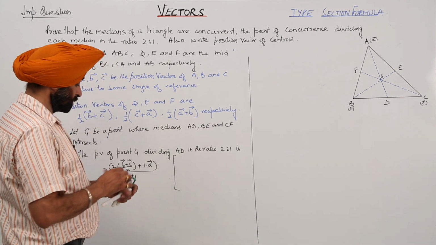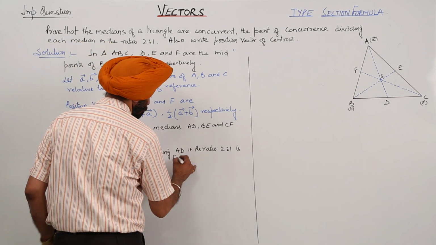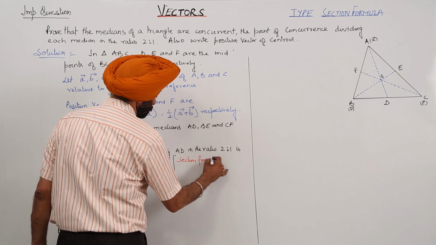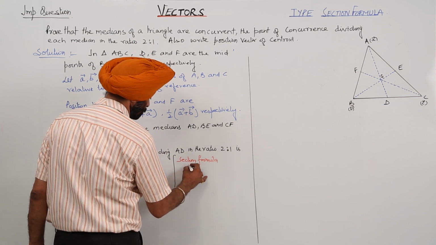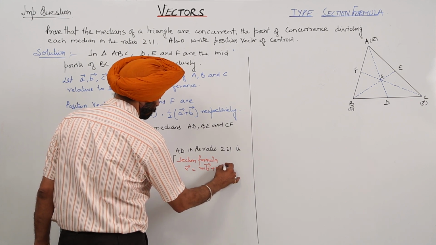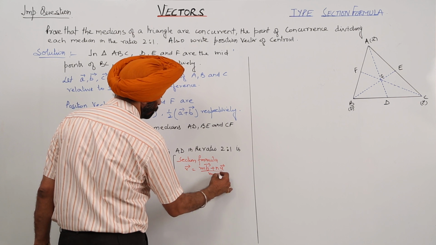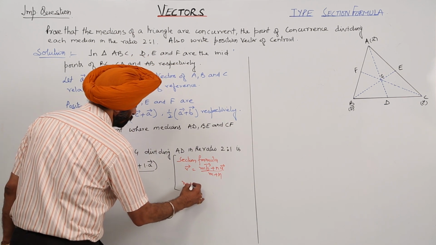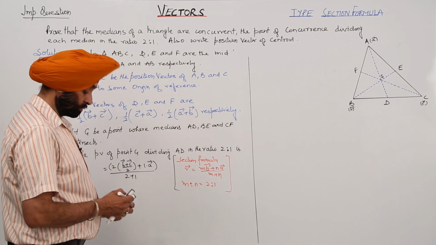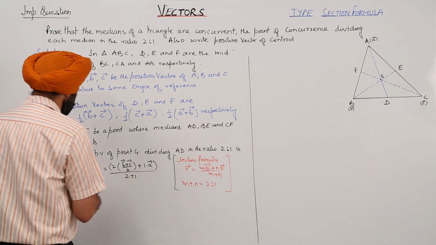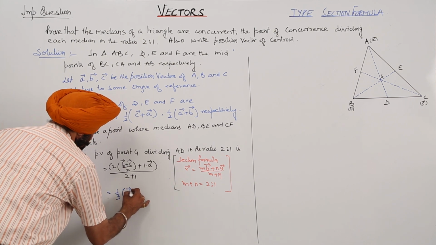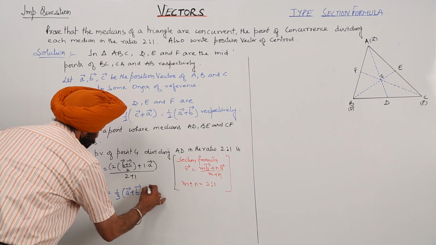Now, what we have used here is the section formula, upon m plus n, and m ratio n is equal to 2 ratio 1. So, we have used this one, and the result we are getting is 1 upon 3 of A plus B plus C.